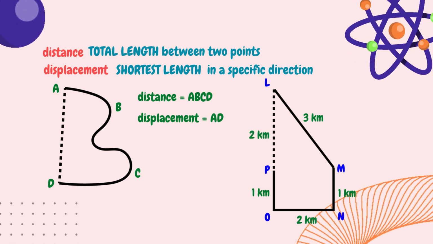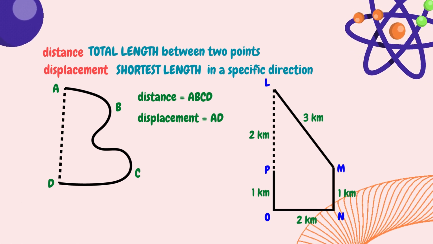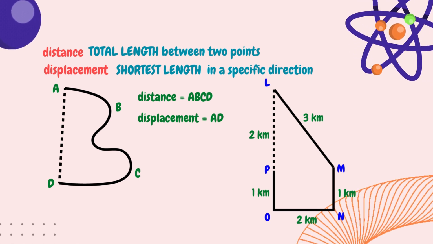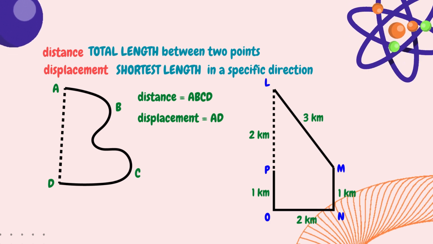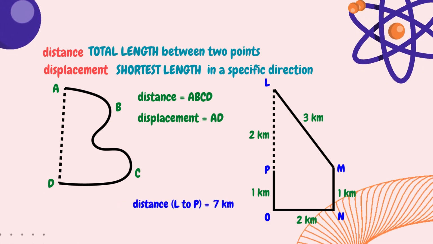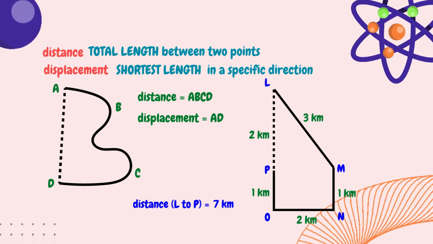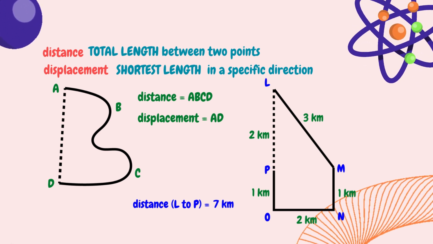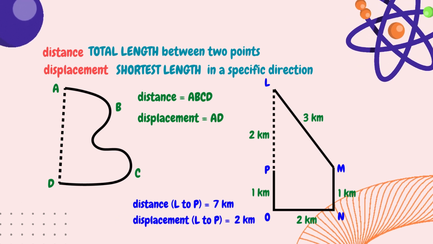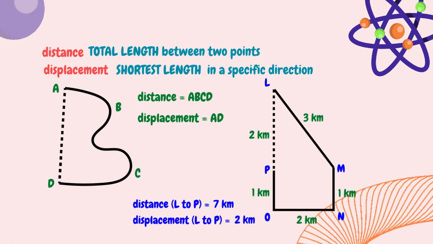Then, the distance covered by the car from point L to P is 3 kilometers plus 1 kilometer plus 2 kilometers plus 1 kilometer, which is equal to 7 kilometers. This is the total length covered by the car. But the displacement of the car from point L to P is 2 kilometers, which is the shortest length.